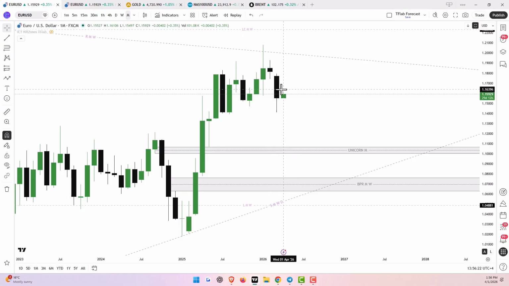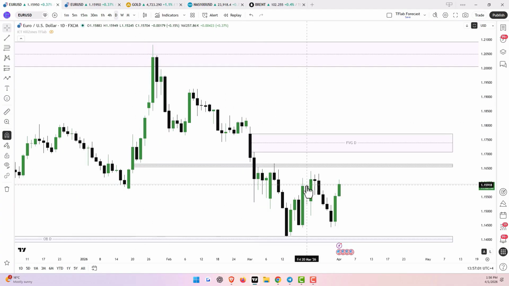weakened in this area, it bounced back up. On the daily time frame, we can see that the drop in March continued down to the daily order block range, and the price bounced back from there.